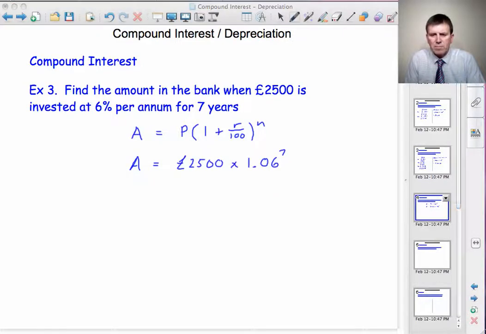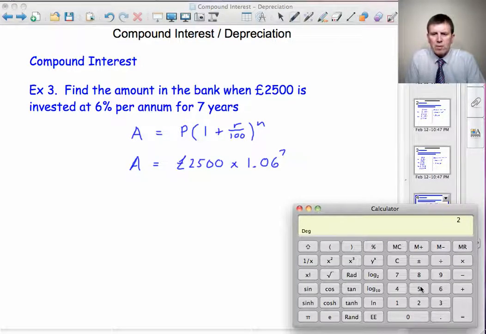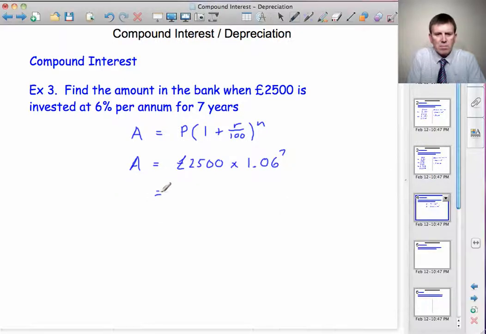Now I use the calculator. 2,500 multiplied by, and I put in brackets, 1.06 raised to the power 7, close my brackets, equals £3,759.08 to the nearest penny.